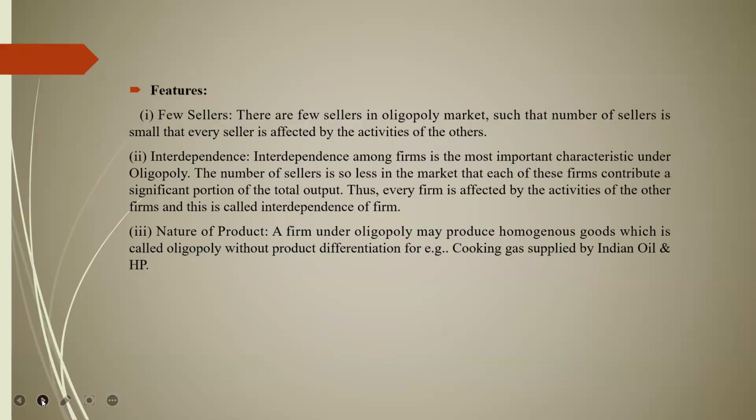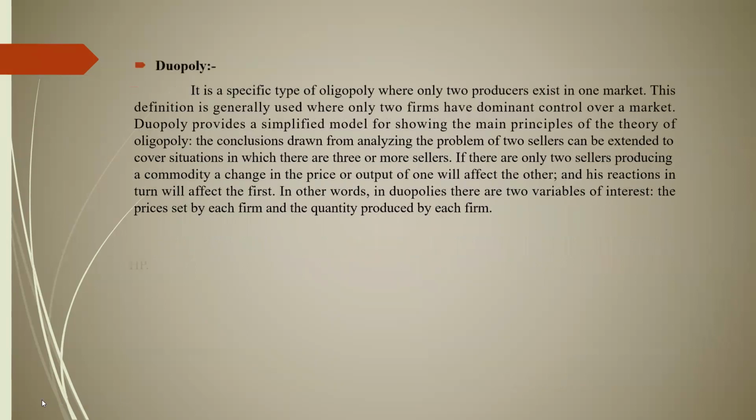There are some features of oligopoly: few sellers, interdependence, nature of product. Few sellers means there are few sellers in the oligopoly market such that the number of sellers is so small that every seller is affected by the activities of the others. Oligopoly has a few large firms, standardized or differentiated products, and significant barriers to entry. There is market power that is interdependent. Some examples of oligopoly are steel, oil, automobiles.